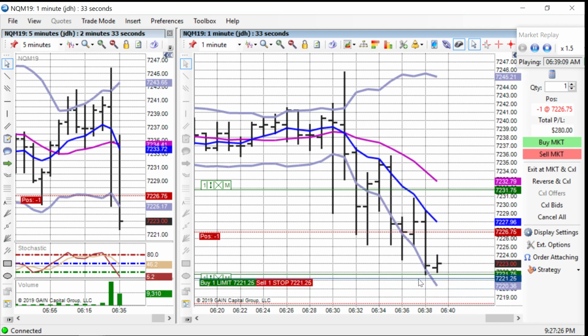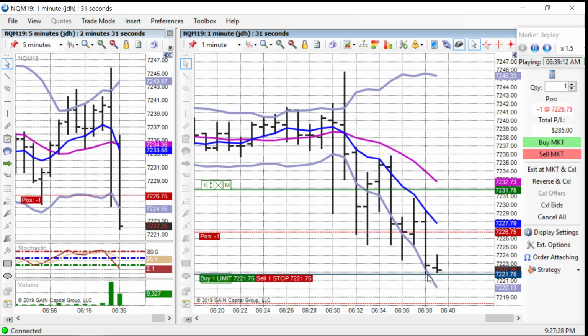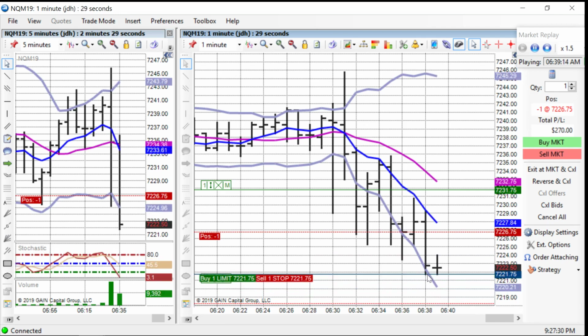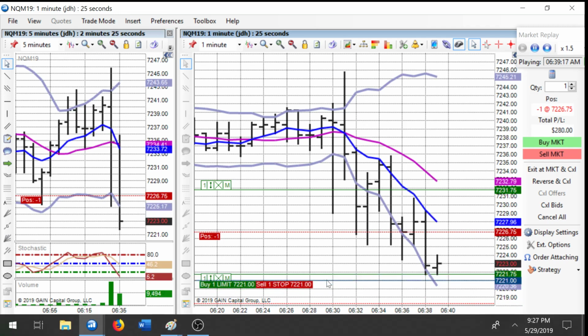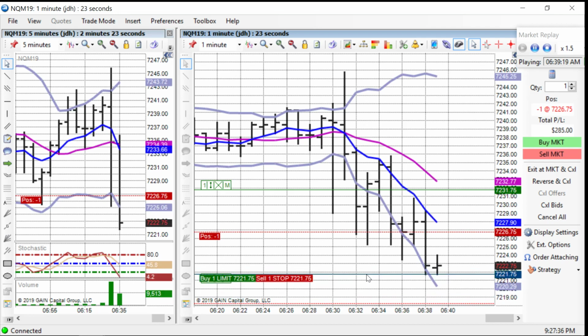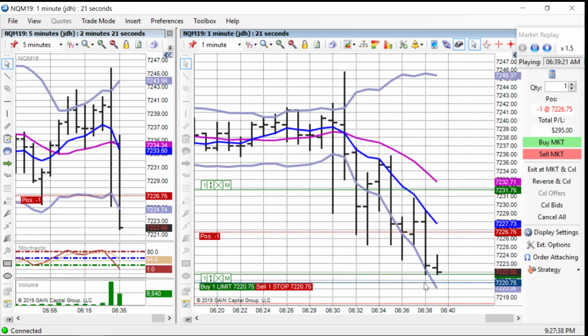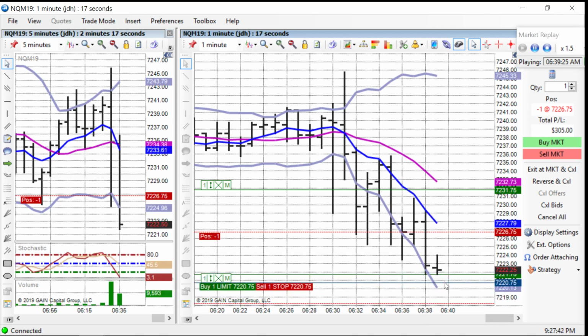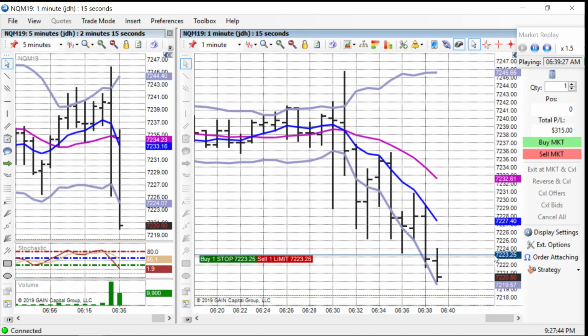Often it's uncanny how it will come right to your target, just as if that was chosen for you or something. I don't know why it does that, but often it'll come right to the target and bounce off of it. It does that in live trading as well.